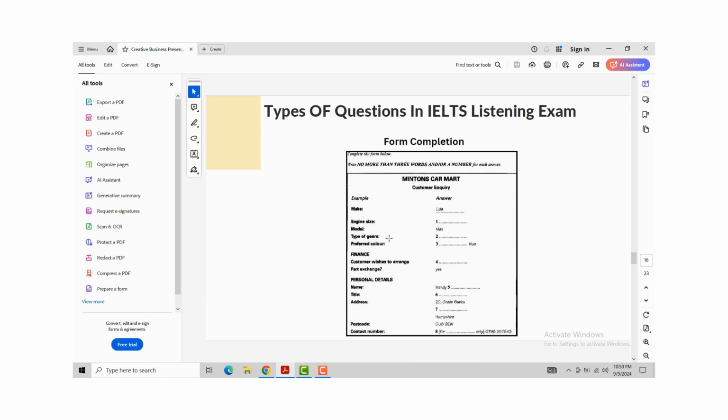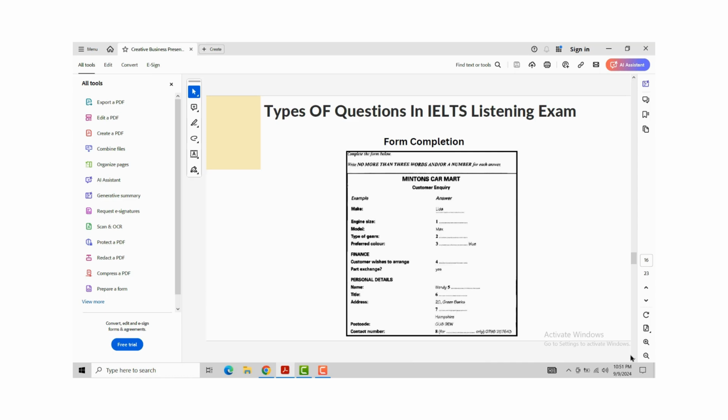Okay, the name is Linda. Engine size: you have to write what engine size they are talking about, what type of gears they are talking about, what the preferred color is, and what the customer wishes to arrange, the name of the customer, title, address. So you have to listen very carefully to the recording and complete the form. So this is the form completion type of question.